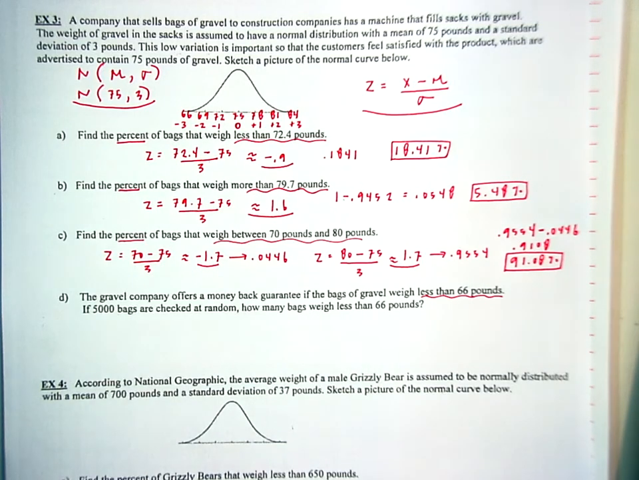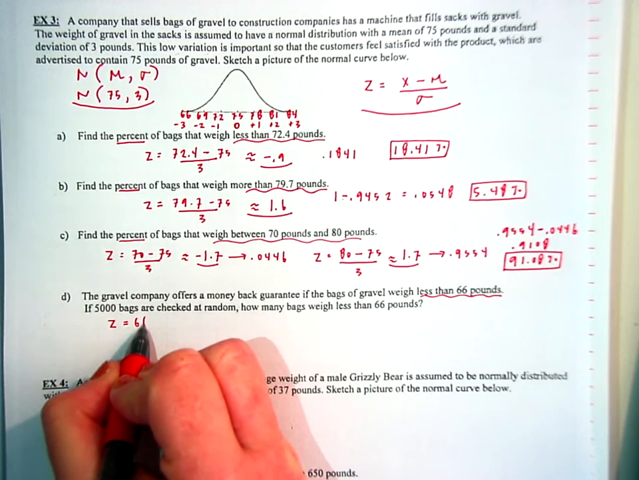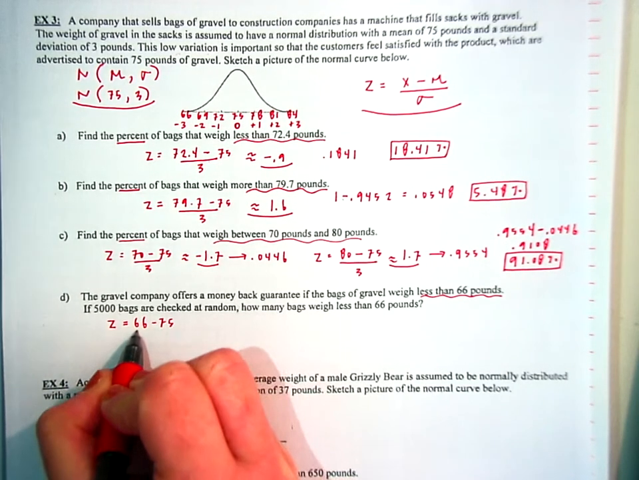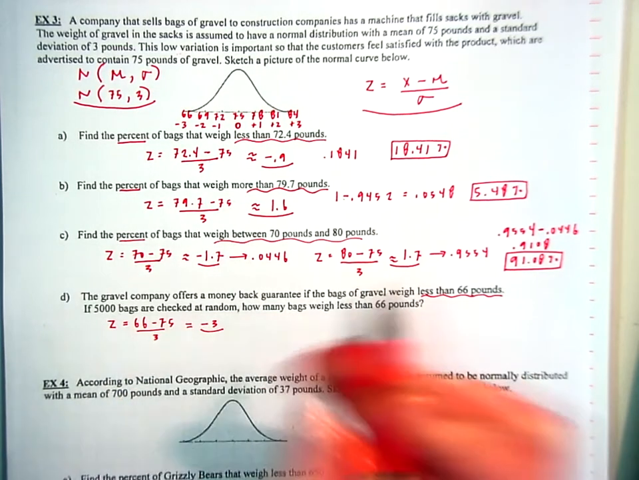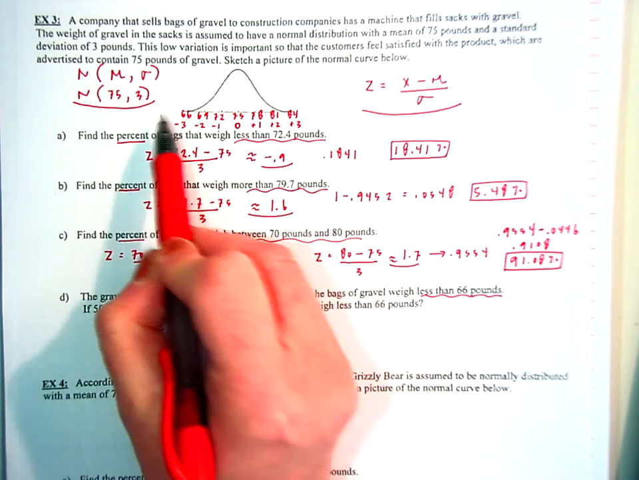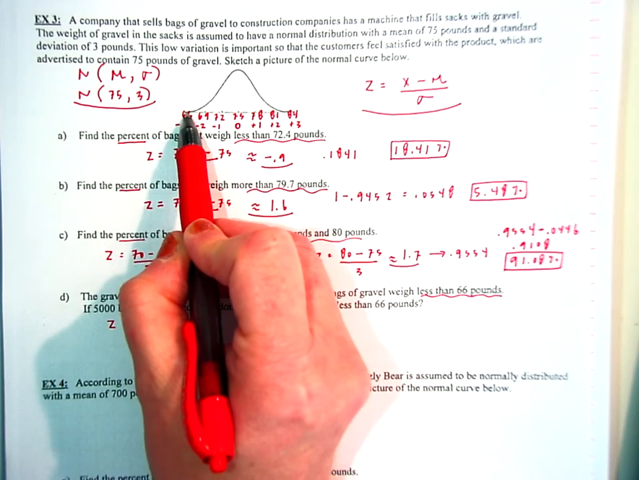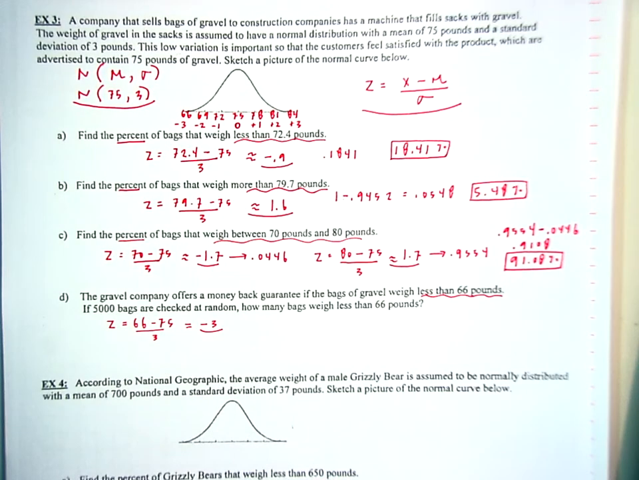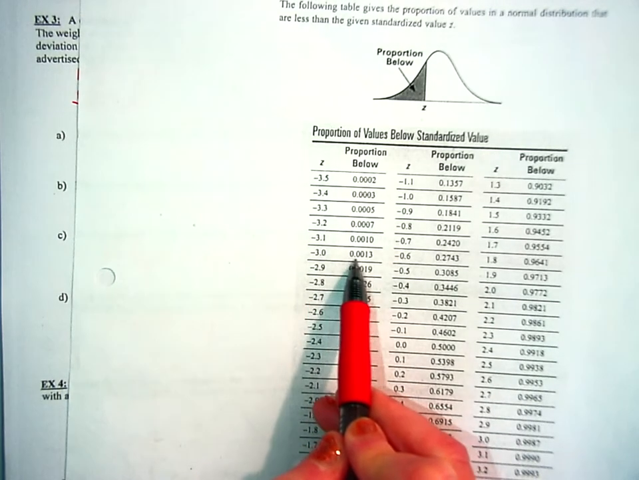So first, we're going after the z-score. So z equals 66 minus 75 divided by 3. And we get exactly -3, a z-score of -3. So we know, again, deeper out in the tail is very unusual. So this would be an unusual outcome, which is why it's offering that money-back guarantee. So if I look at the proportion below a z-score of -3, it's really, really low. So right here, 0.0013.